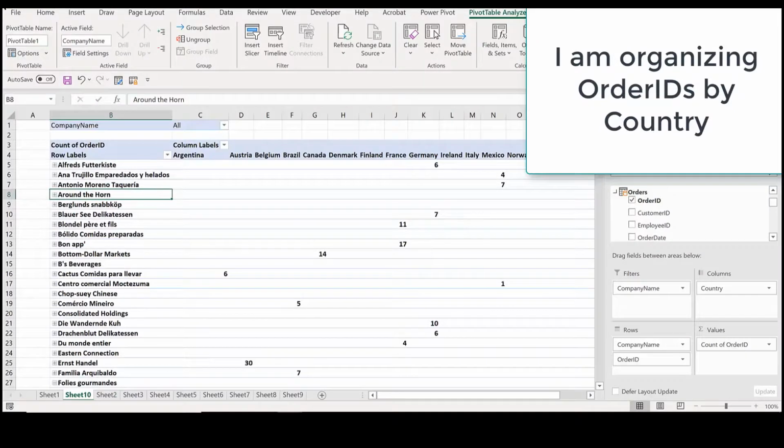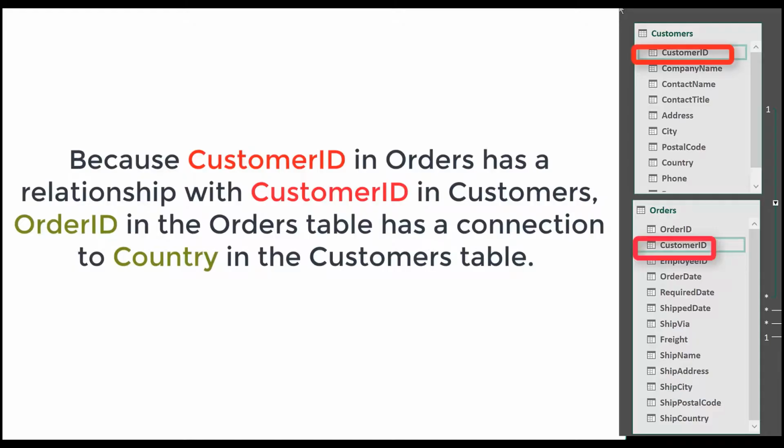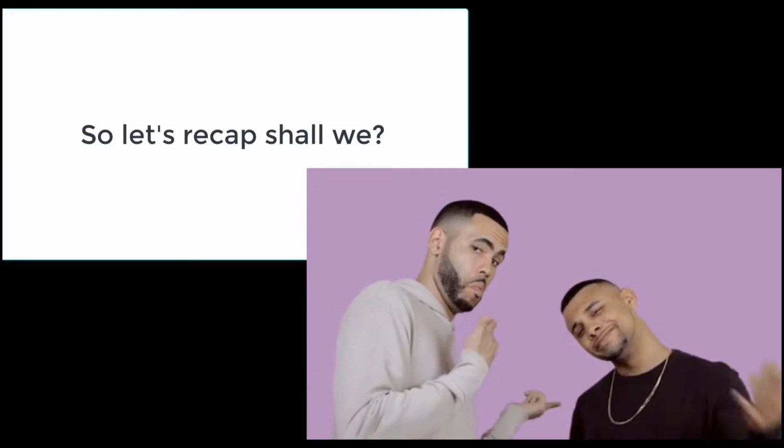I am organizing the orders and the customers by country. Again, the same concept applies. Because customer ID is connected, order ID and country are also connected. So that's a lot of material. Let's recap, shall we?